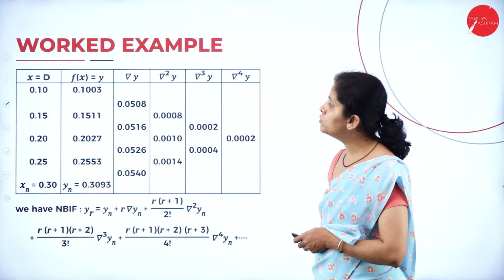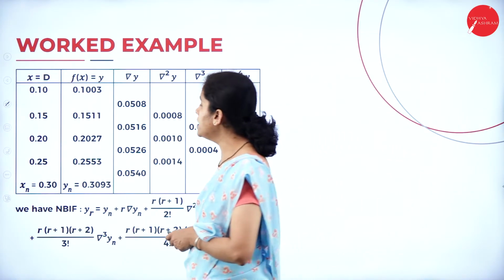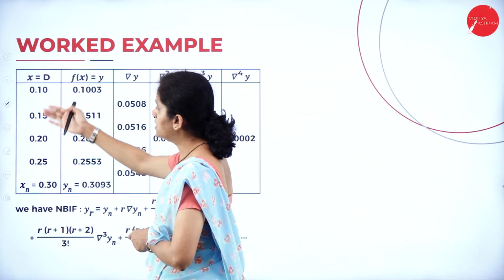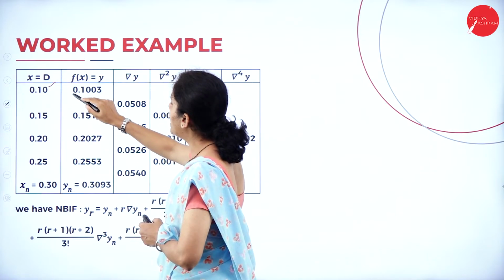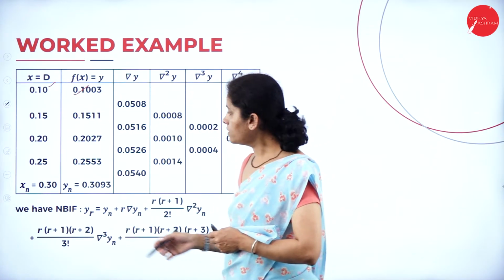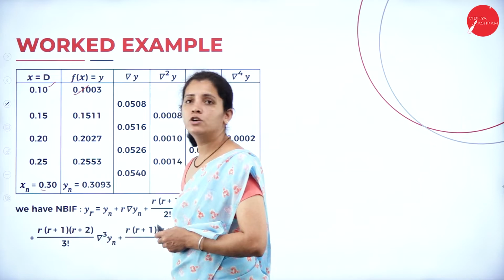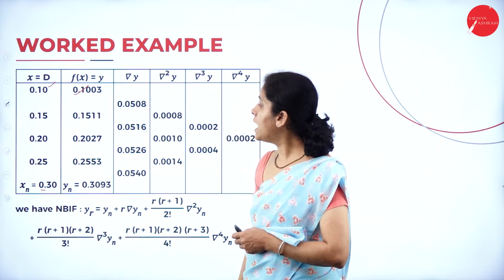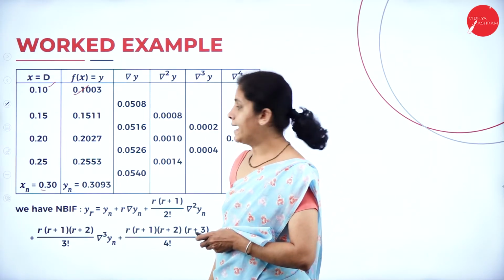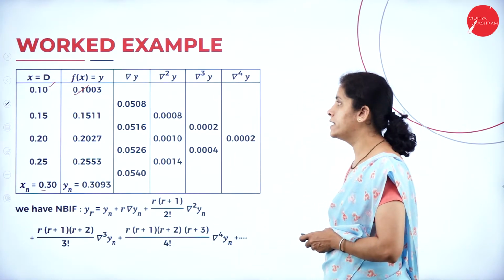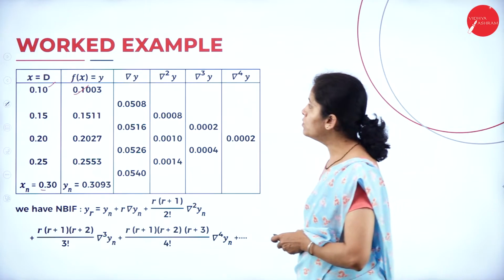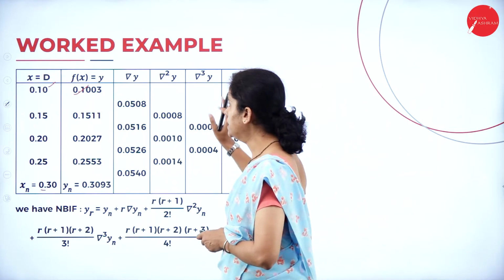Now what I want to do? I want to construct the table. So this is the table I have, and these are my x value and y value. And xn is 0.30, and what about yn? That is 0.3093. Now what I want to do? I want to construct the table.